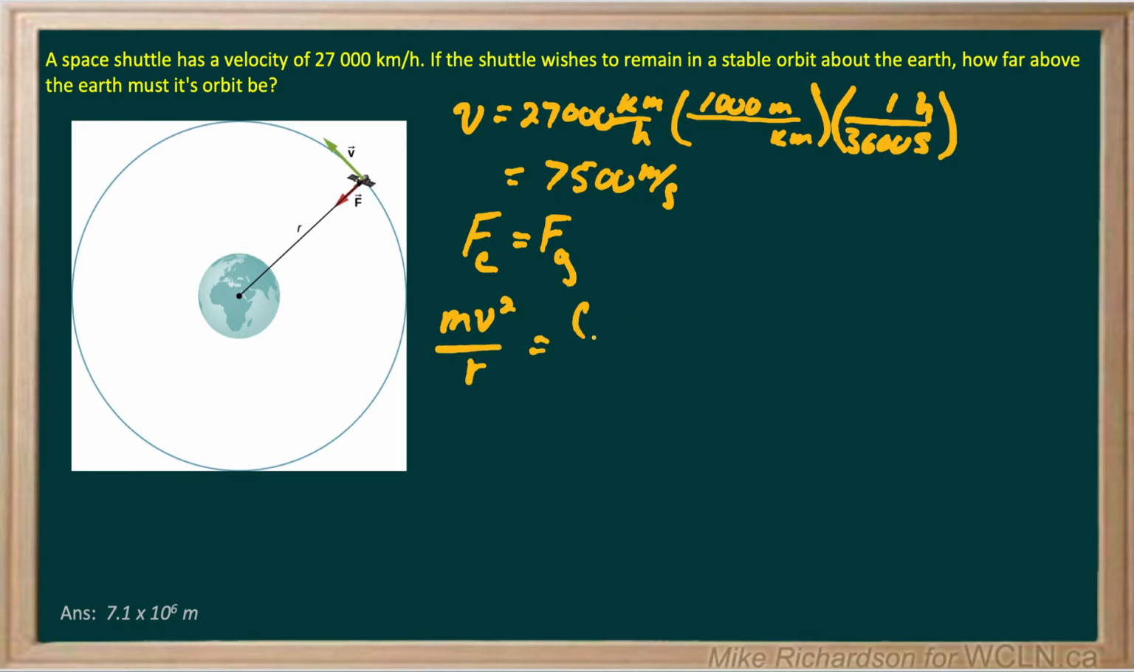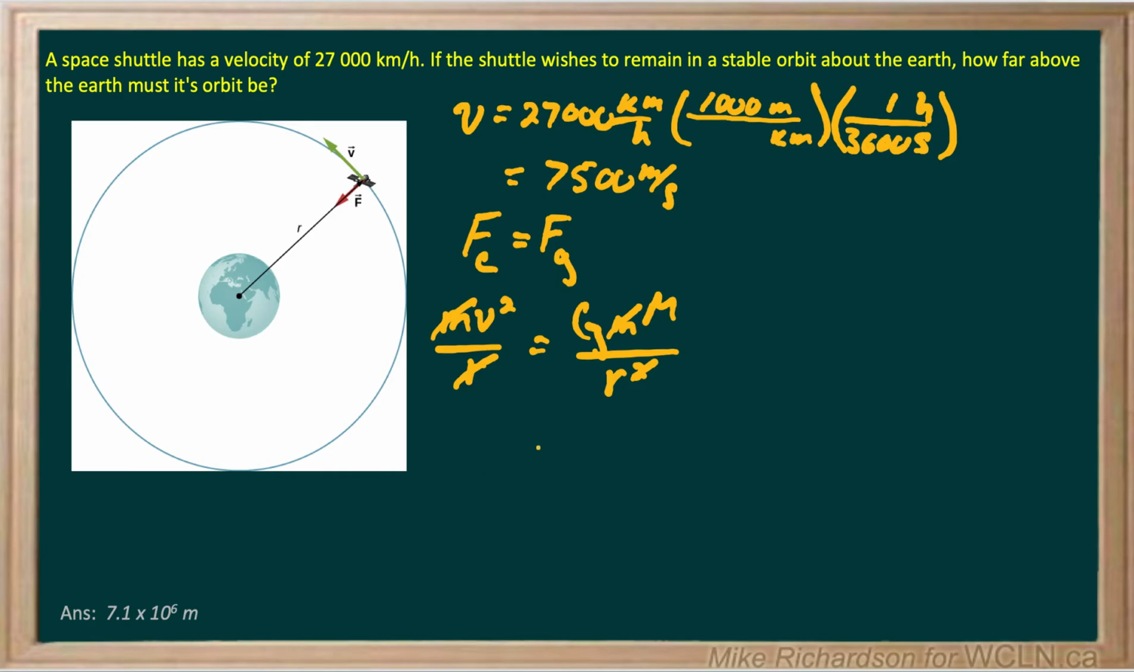Now force of gravity as usual is G times the satellite times the Earth all over the distance between the two squared. And once again, the radius of the circle is the same as r, which is the distance between the two masses. So this will cancel with one of those. The moving object, the satellite's mass, is gone. And now we have a way to calculate r.